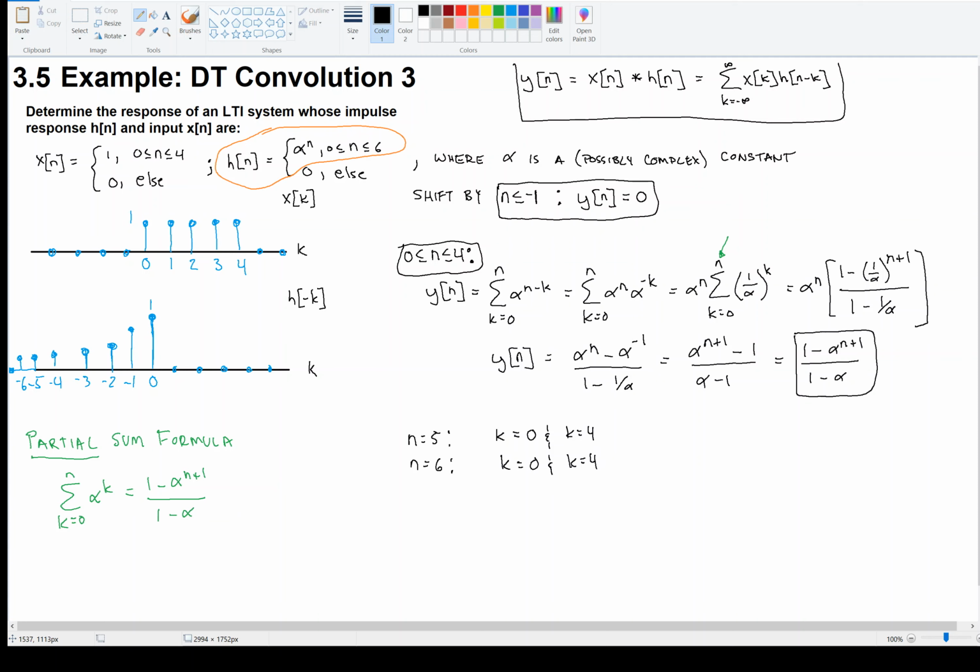Okay, so it looks like now our window, or our region of non-zero overlap, is just constant. It does not depend on k. So that's kind of the pattern, if you want.